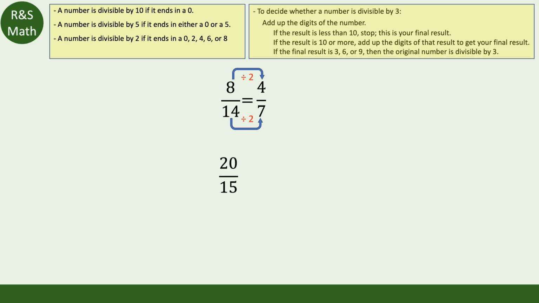As a second example, consider the fraction 20/15. Although 20 ends in a 0, 15 does not. So 15 and 20 are not both divisible by 10. But both 15 and 20 end in either 0 or 5, so both are divisible by 5. 20 divided by 5 is 4, and 15 divided by 5 is 3. So 20/15 equals 4/3. 4/3 is the simplified form of 20/15. Not all fractions can be easily simplified in one step, but before moving on to fractions that take multiple steps to simplify, it's worth practicing some one-step simplifications first.